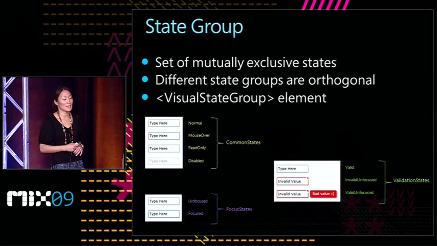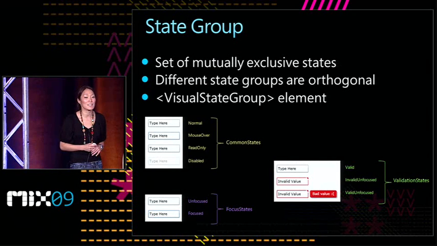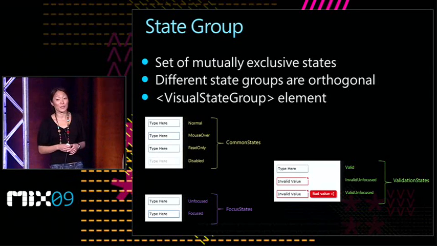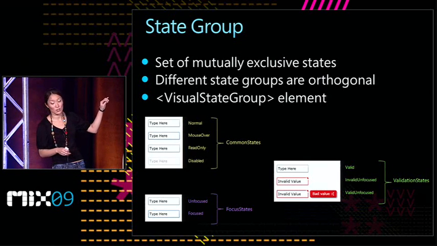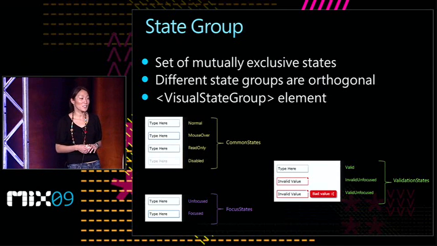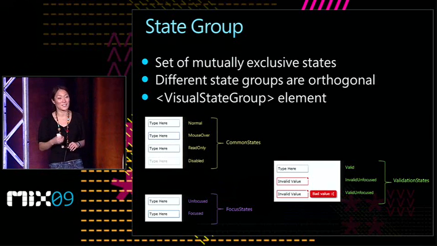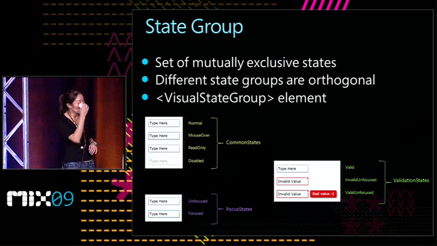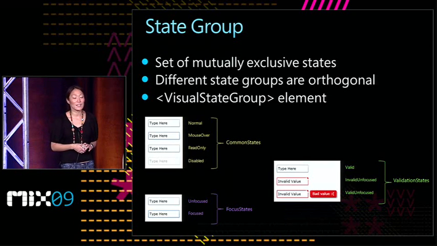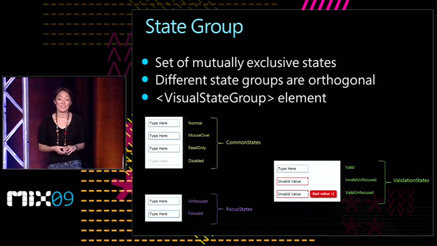Now, the last part of this is state groups. State groups are sets of mutually exclusive states that are bundled together. Different state groups within a control are orthogonal. So if I have a common states state group and a focus states state group, it's possible for me to be in, say, the normal state as well as the focus state. But it's not possible, of course, to be in both the focused and unfocused state at the same time, because both of those states are within the focus states state group. So the set of state groups that you see up here are actually the states that live in a text box. And that's because the next thing we're going to do is skin a text box.